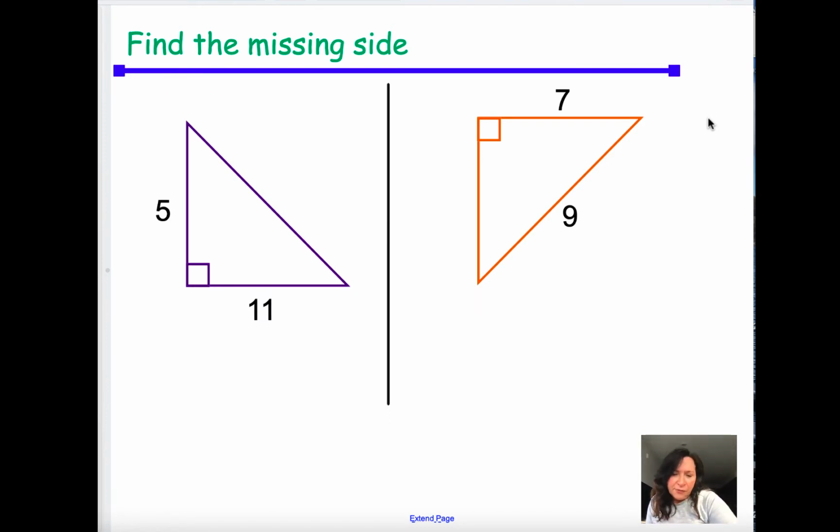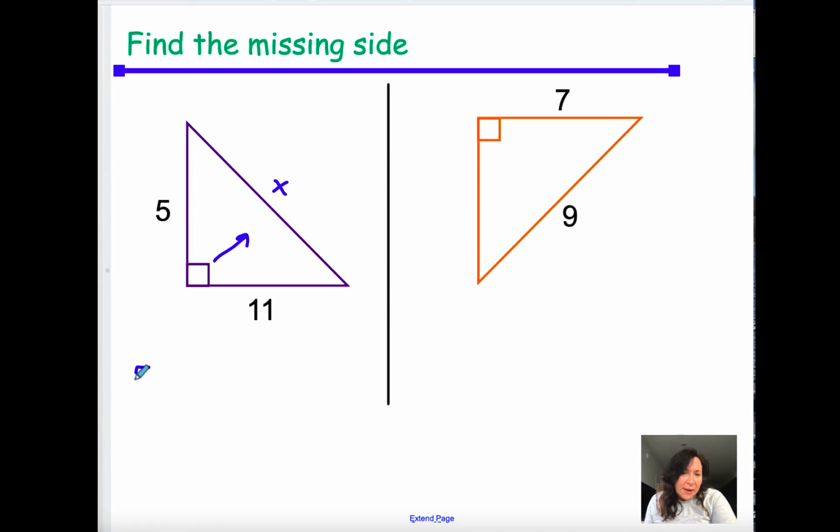So in these first two examples, we're just going to try to find the missing side. And in order to find the missing side, let's just call that x. We're going to use Pythagorean Theorem because this is a right triangle. And so this is our leg squared plus our leg squared is equal to the hypotenuse squared. And remember, the hypotenuse, or the longest side, is always opposite the largest angle. So the longest side is always opposite the right angle, or the largest angle.